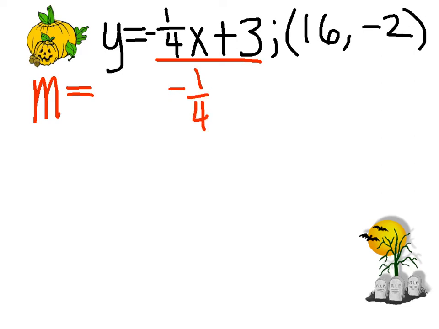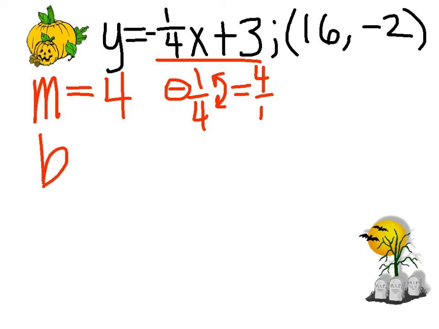Remember, if it's -1/4, the reciprocal means that we're going to flip the top and the bottom, and also change the sign. So since this is negative, we're going to make it positive. And when we flip it, we get 4/1, which is just 4. So our slope for our new line for perpendicular lines is going to be 4. Now we find our y-intercept the same way. We just need to plug in our slope and our points into y equals mx plus b.